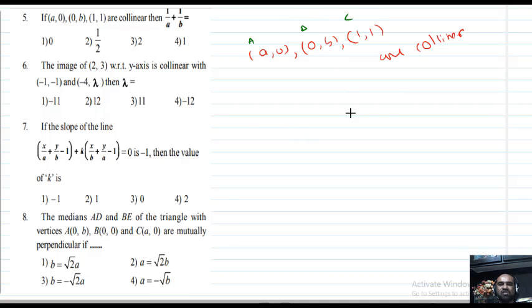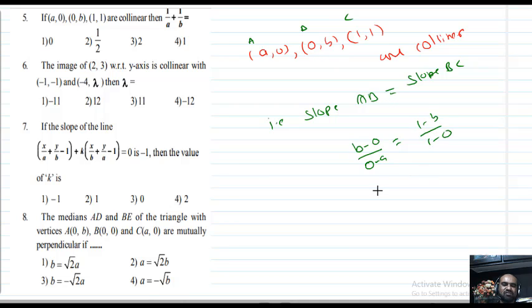So collinear, that is what I can say, that is slope of AB equal to slope of BC, or slope of AC also, anything you can write. Slope means (y2 minus y1), b minus 0 by 0 minus a should be equal to 1 minus b by 1 minus 0. So b by minus a should be equal to minus b, or b equal to ab.